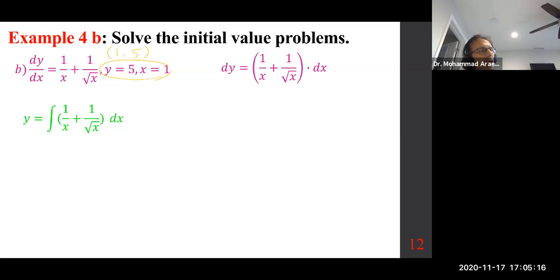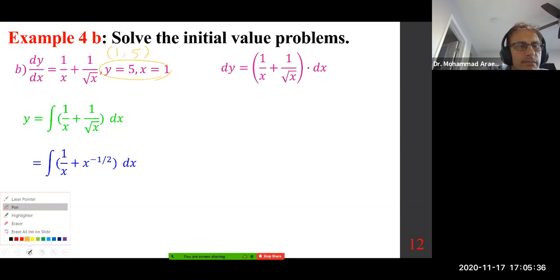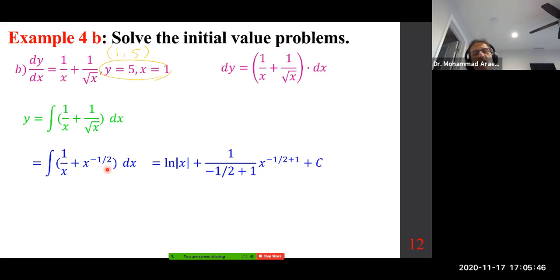And that is something we should be comfortable with. We've done this before. 1 over x, we know that. Square root of x, change it to x to the power of 1/2. Bring it up, becomes negative 1/2. And that is a simple integration using the power rule, everybody. So again, 1 over x, we know it gives us natural log. This one is 1 over negative 1/2 plus 1, x to the power of negative 1/2 plus 1, and a constant. And they add up to 1/2, as you know.